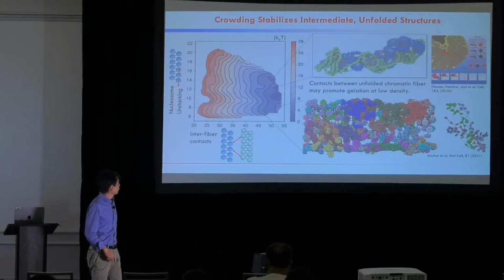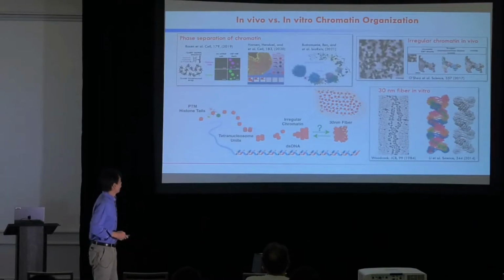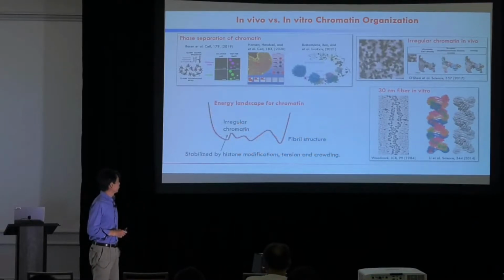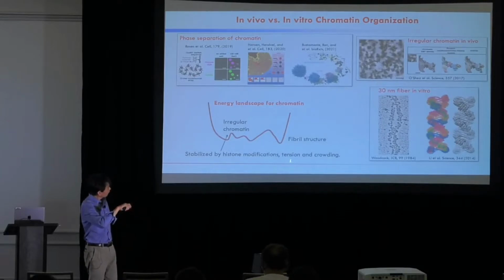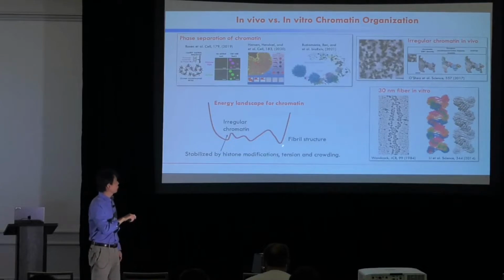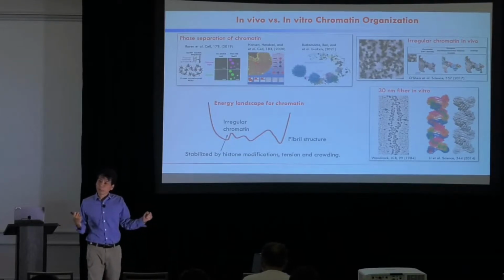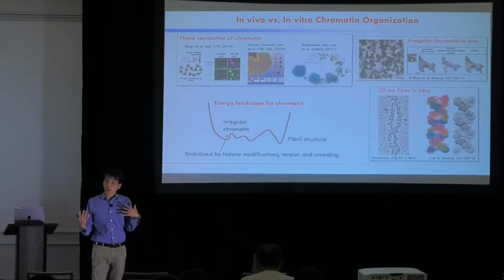All right, so just to conclude this part, I was trained in the Wales lab, and we like to think in terms of the energy landscape. So to summarize this part, if I draw a cartoon energy landscape, we believe that the fiber structure is still maybe the global minimum, but the fiber structure is maybe not that much more stable compared to some of the irregular chromatin configurations.